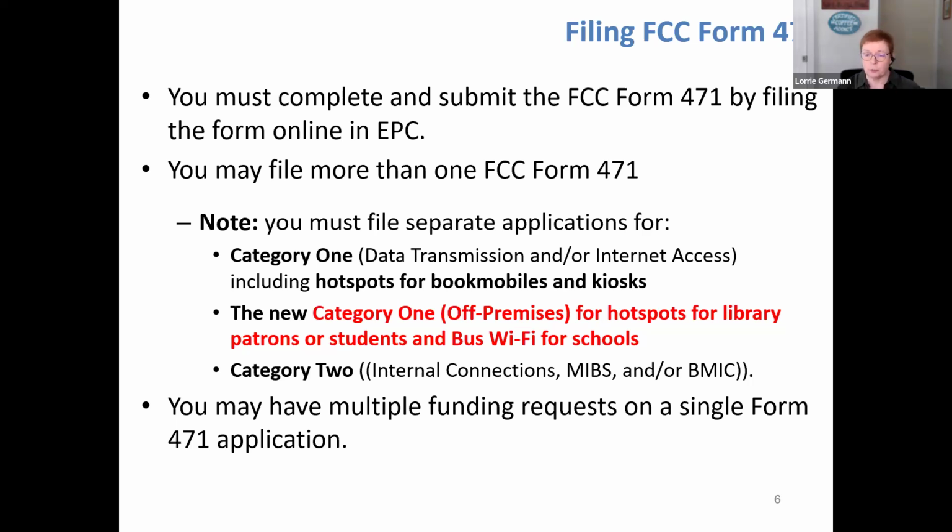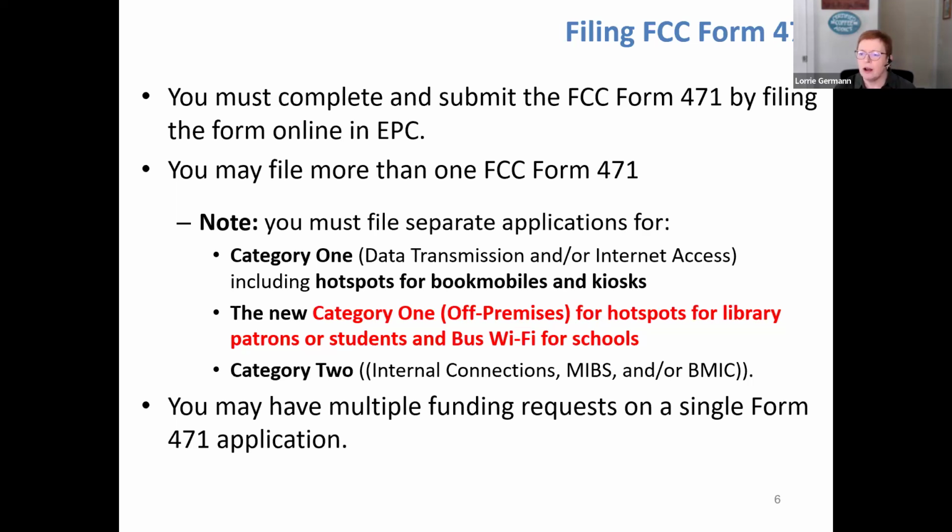So if you are going to apply for, say, bandwidth for the branches and a couple of hotspots for the bookmobiles, that'll go on a traditional Cat 1 471, and then you would have to plan on filing a second Category 1 off premise for the hotspots. And then we also have our Category 2, if you're looking at buying that connectivity equipment. So if you're going to ask for bandwidth, patron hotspots, and something under Category 2, that means you're going to be required to file 3 different 471 applications.